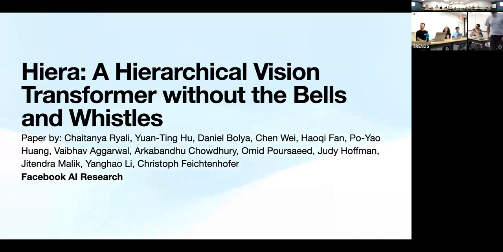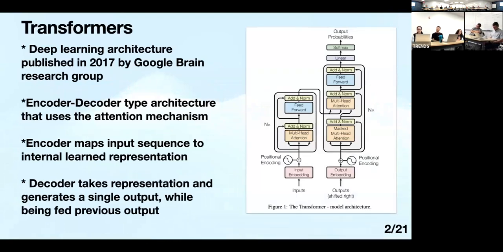I'm presenting this paper. It is called Hiera. It's a hierarchical vision transformer without the bells and whistles. This model was proposed by a group at Facebook Research. I just want to explore the architecture a little bit, understand some of their experiments, and, because I'm new to the deep learning field, understand some of the underpinning architectures.